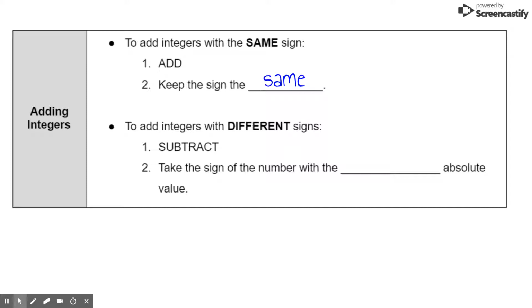The second rule that we learned was how to add integers with different signs. So if I have one integer that's negative and one integer that's positive, then I'm going to subtract the two numbers. And then I'm going to take the sign of the number that has the greater absolute value.